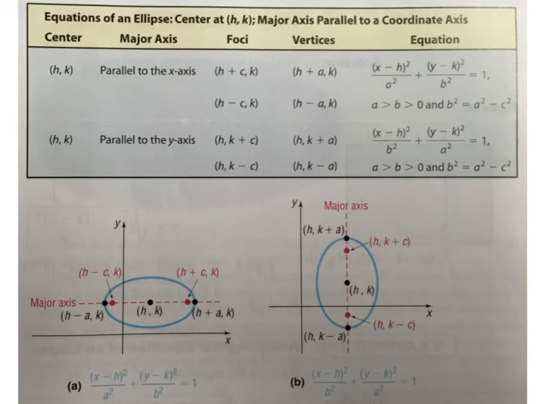And that a squared and b squared rule from when it's centered at the origin, the same thing applies. This one is going to have an a value that is greater, right? So a always comes first, no matter if it's centered at h, k or 0, 0. Same deal here. If it's parallel to the y-axis, that means that the larger value is underneath the y squared.